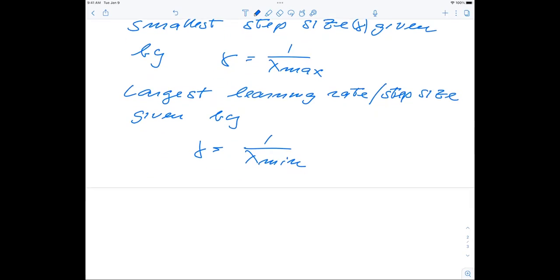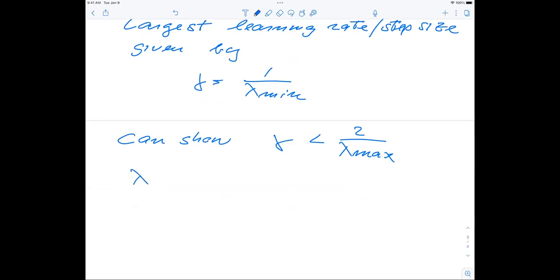Now, you can actually show mathematically here. So we can show, and this is based on analysis using the singular value decomposition, I'm just stating it now, that this gamma should be smaller than 2 divided by lambda max, where lambda max is the eigenvalue of the Hessian matrix. So lambda is an eigenvalue of H.